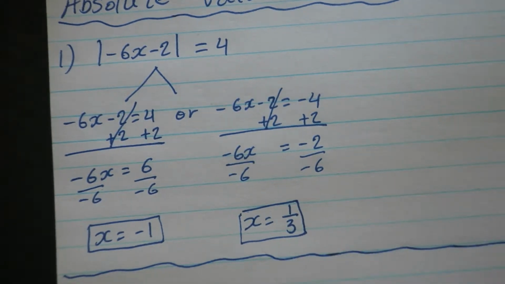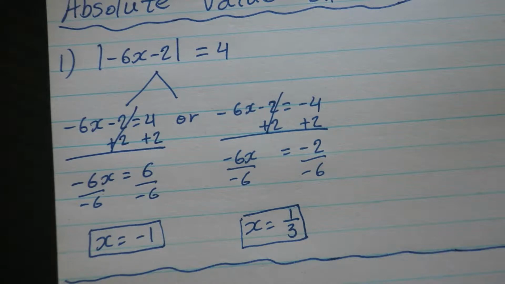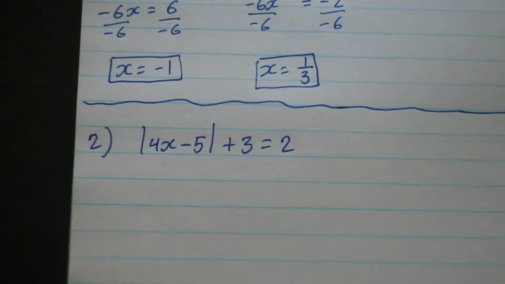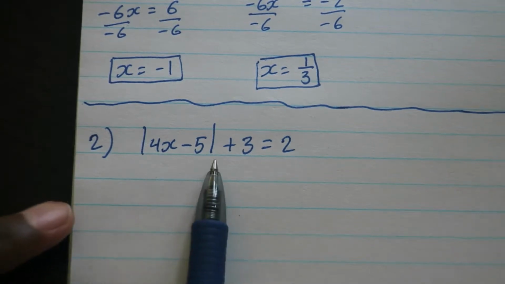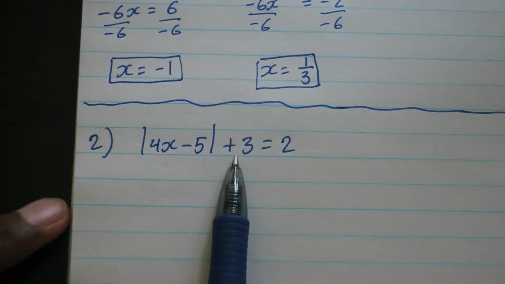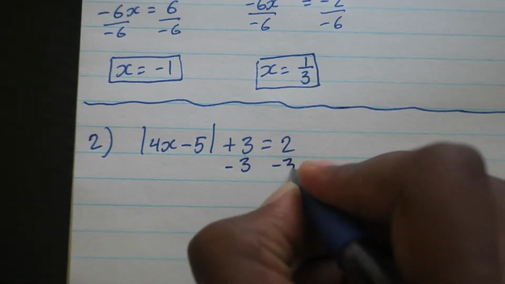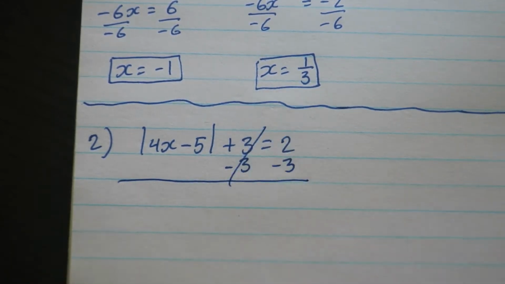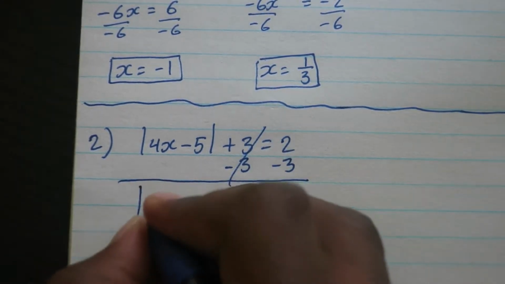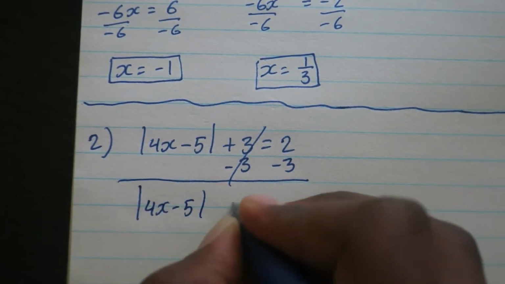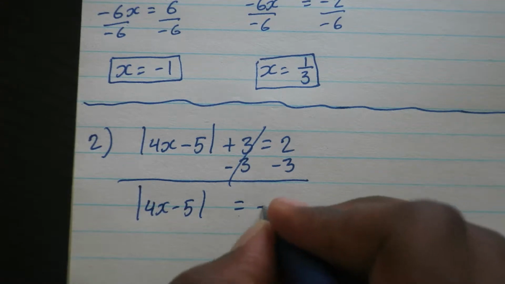And let's look at example 2. Let's suppose we have absolute value of 4x minus 5 plus 3 equals 2. So the absolute value part is not isolated because I have a plus 3 here. So we need to isolate that first. And to do that, do the opposite operation. Subtract 3 from both sides. That cancels. Bring down the absolute value equals 2 plus negative 3 is negative 1.